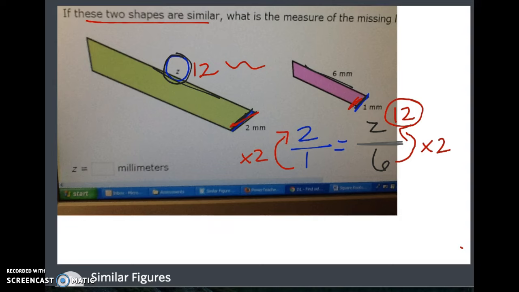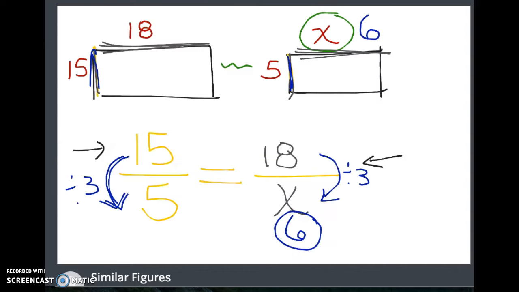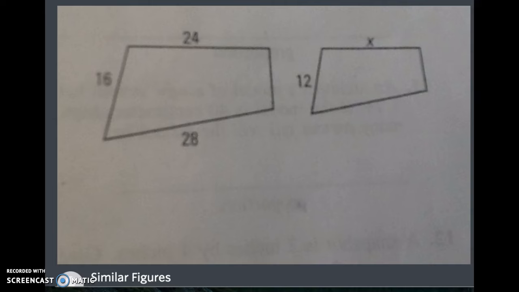Now, let's think about that. Let's look at this and see if it makes sense. From this one to here, it's 2 times bigger. Same thing here, it's 2 times bigger. So these shapes are similar, and I just found that missing side. I'm going to give you guys one to try on your own. Actually, we're going to do this one together one more time.